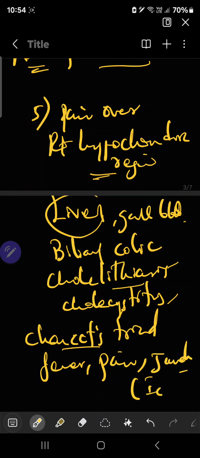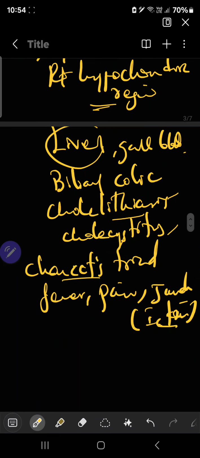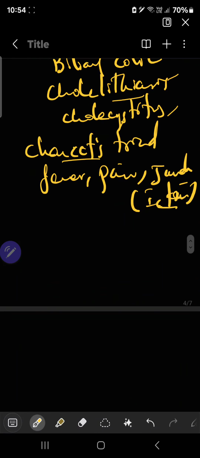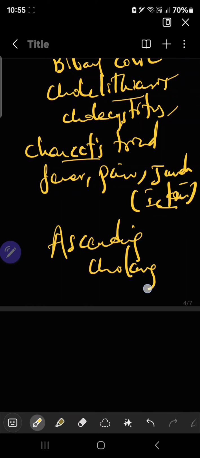Jaundice means the patient will be having icterus. You will see the eyes of the patient turning yellow, the sclera. So that is ascending cholangitis, right?